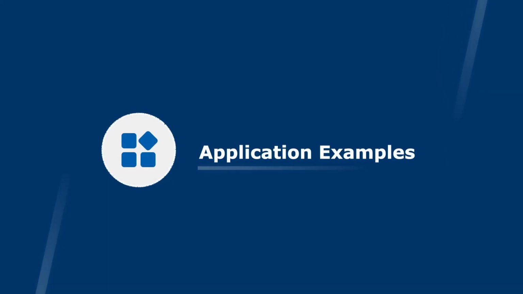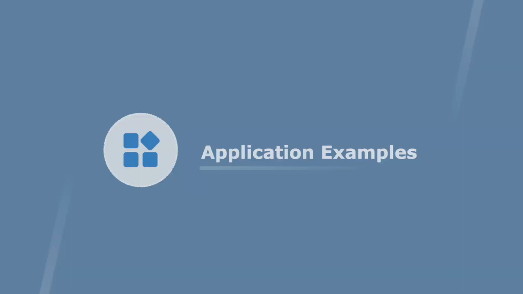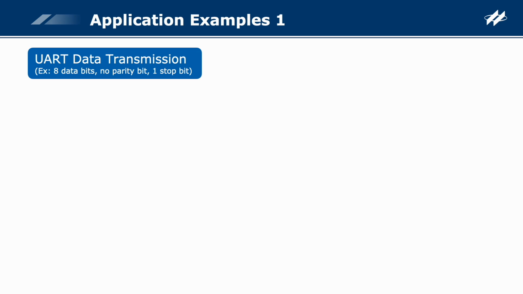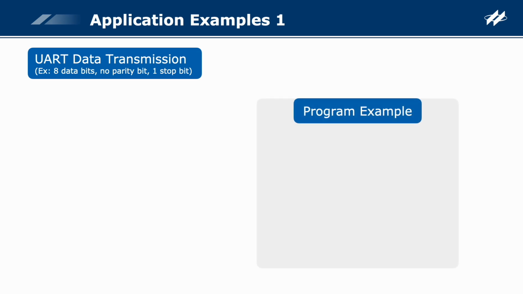Application examples. Let's take the data format of 8 data bits, no parity bit and one stop bit as an example, to learn about how the UART transmits data.